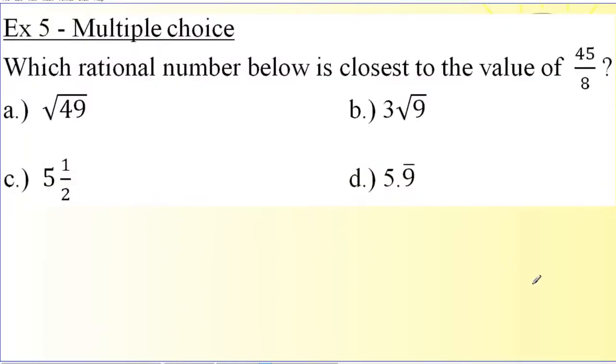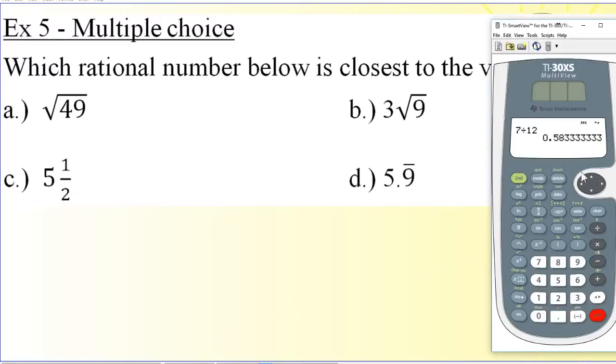Last question, multiple choice. I think it's the last question. It says, which rational number below is closest to the value of 45/8? Okay. So, I'll be honest with you, I don't even know what the value of 45/8 is. I mean, it's a fraction, but it's hard to compare stuff to fractions, again, because you need to have common denominators.